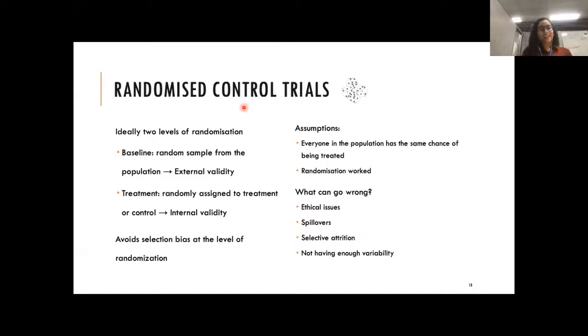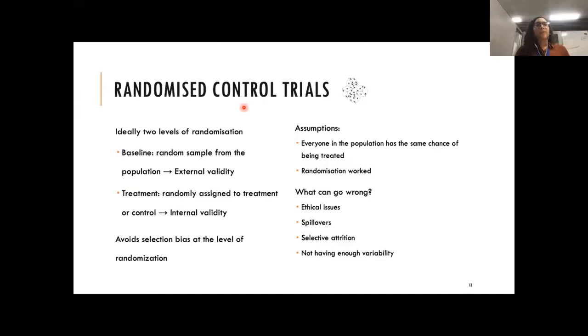There are many things that can go wrong. One that is very contentious is ethical issues. With conditional cash transfers, for example, we know that giving money to a part of the population is going to benefit them. So how can we decide who those participants are, or how do we prevent some people from getting the treatment when we know it is beneficial for them?